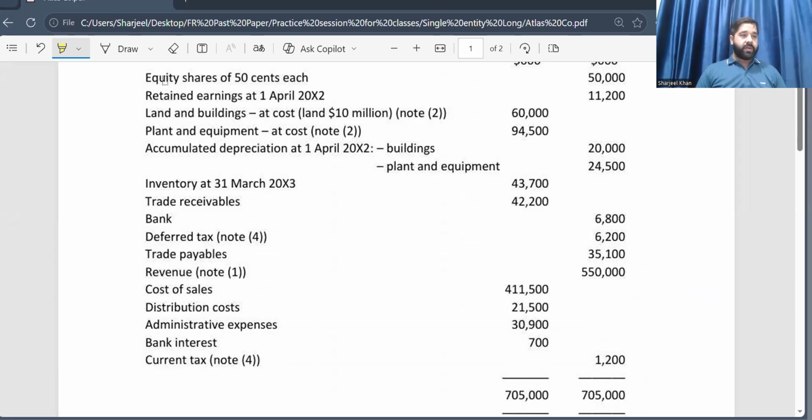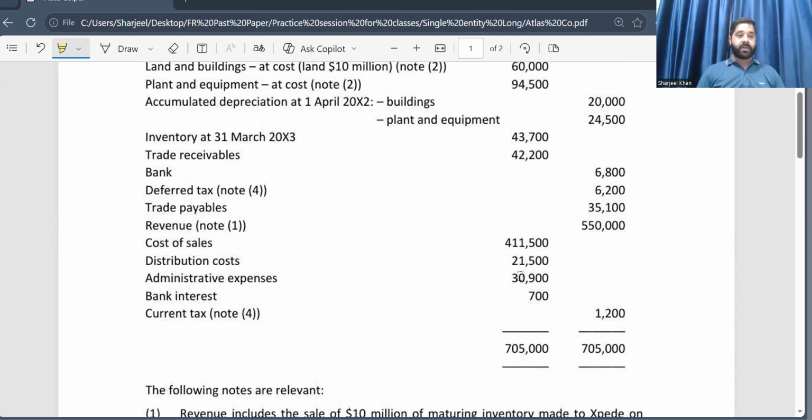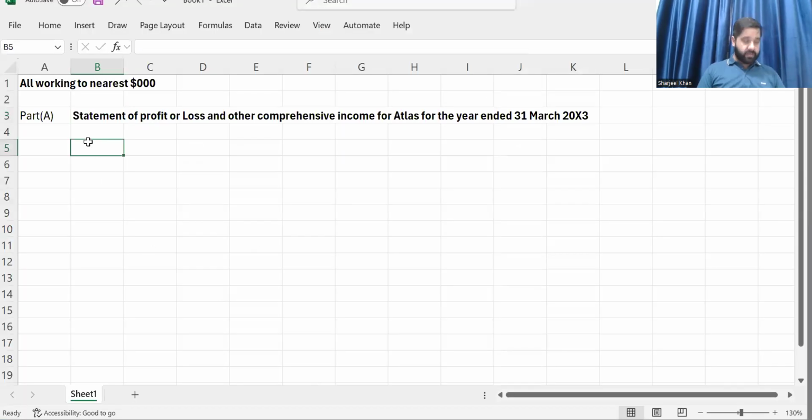Okay, so equity share, retained earning, land and building, plant and equipment, accumulated depreciation, inventory, receivable, bank, deferred tax, and payable. These are all the elements of statement of financial position, not of the statement of profit or loss. Elements of statement of profit or loss start from here: revenue, cost of sale, distribution cost, administrative expense, bank interest, because interest is on the debit side of the trial balance, right? So it is expense, and then the income tax. Okay. So now let's prepare the structure.